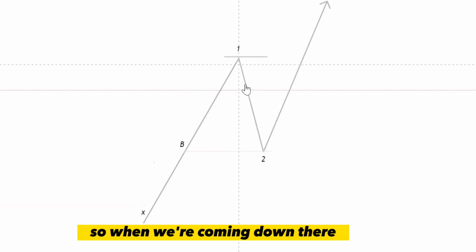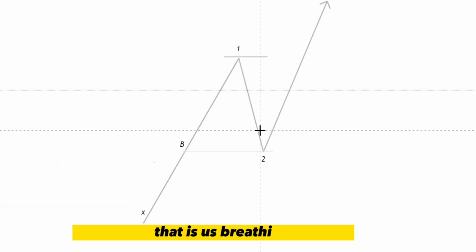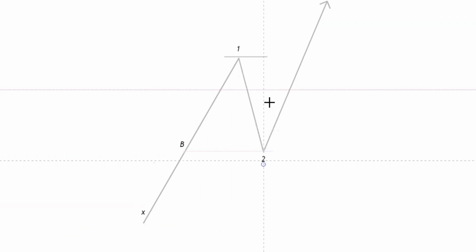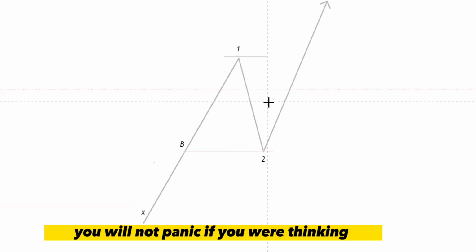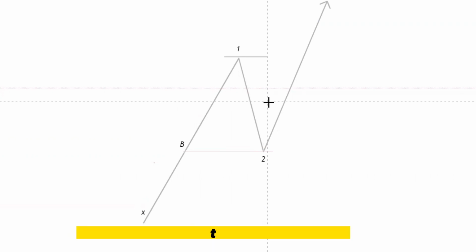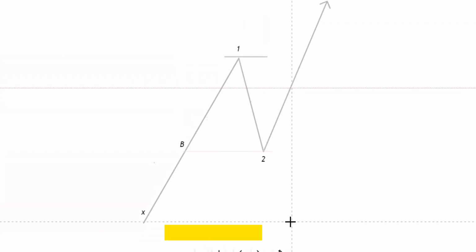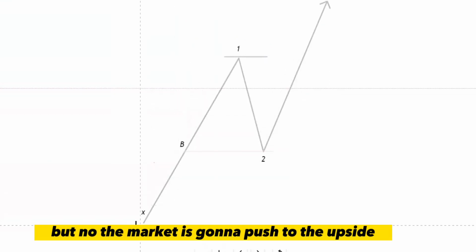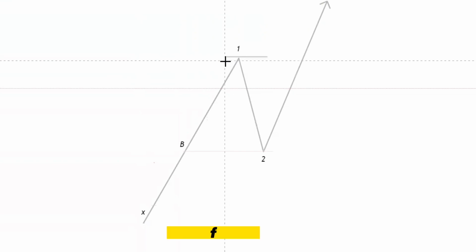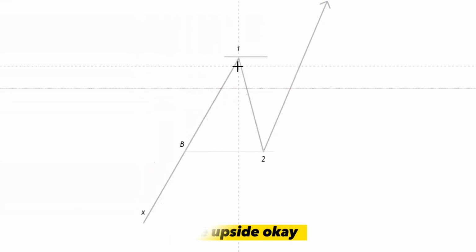So when we're coming down there, that is us breathing to the downside. The market has to breathe. If you keep in mind that the market always has to breathe, you will not panic thinking that the market will continue down, creating an M. But no, the market is going to push to the upside, for instance on New York session.